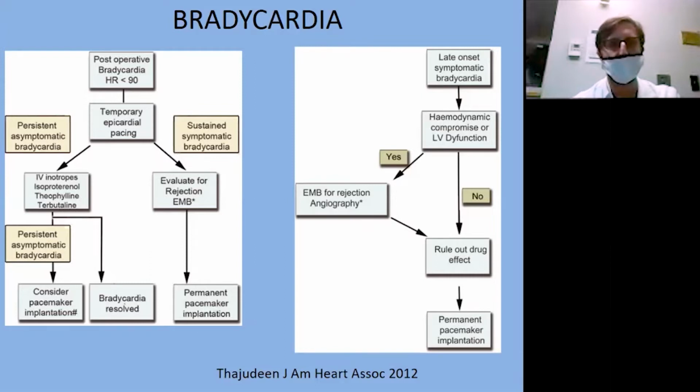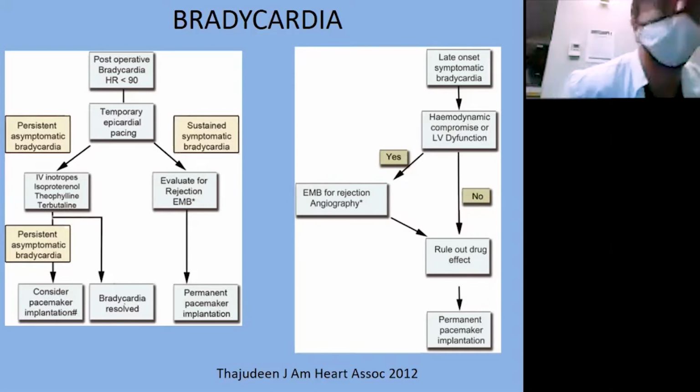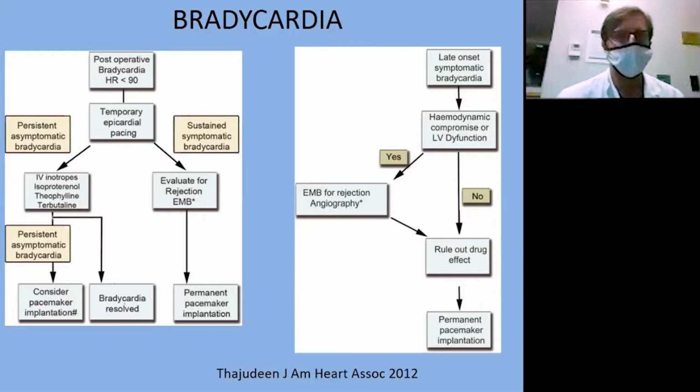So all the patients that are coming out of the OR will have temporary epicardial pacing, which should be both atrial and ventricular. We will assess them daily by turning down the pacemaker's rate. And if they're having persistent bradycardia, most of these patients are going to be on inotropes for several days post-transplant anyways, but we might augment those and/or start oral beta agonists in the form of terbutaline. If it's persistent, then we'll consider a pacemaker prior to discharge.